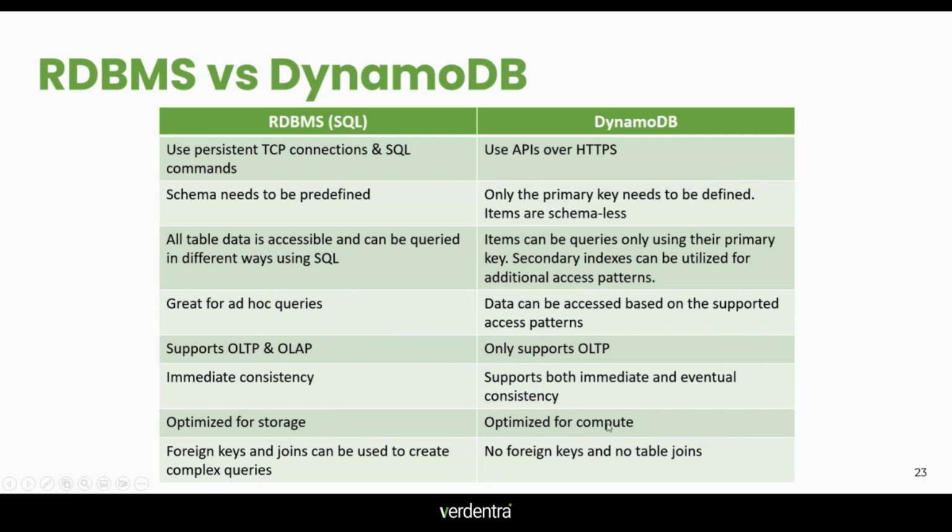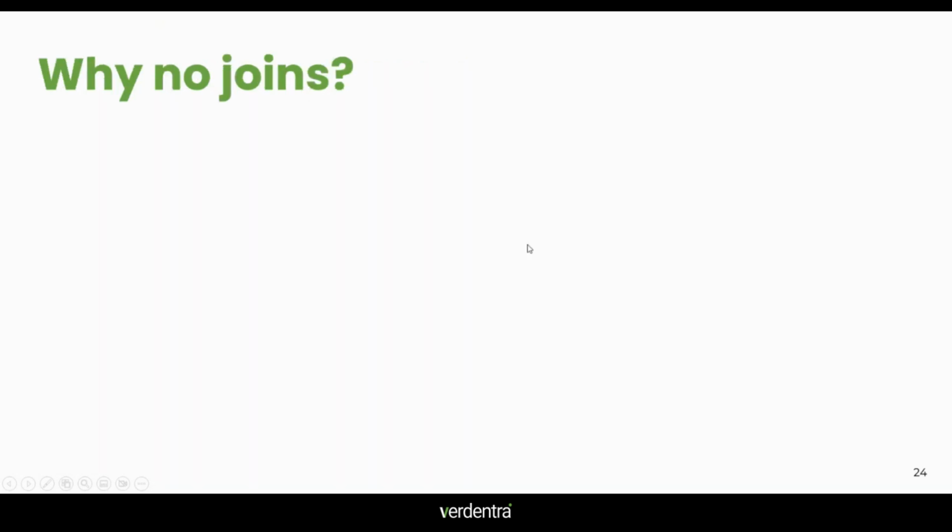That's why you won't be able to run very large queries on very large data sets, so it limits you on that. Relational databases have foreign keys and you can create table joins using complex queries, but DynamoDB doesn't have the concept of foreign keys or table joins. Okay, so let's answer the question: why no joins?